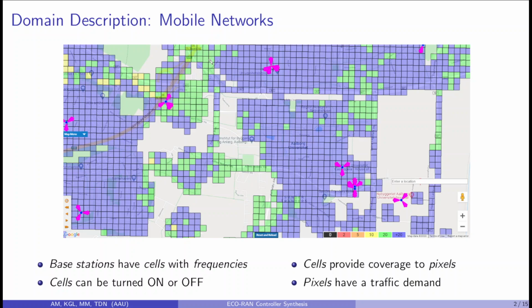Here we have a map of part of Aalborg. Here we observe base stations. These base stations have cells. A cell, for example this one, is serving a number of pixels. So these squares are pixels. They have traffic demands, and cells provide coverage. Cells can be turned on or off.